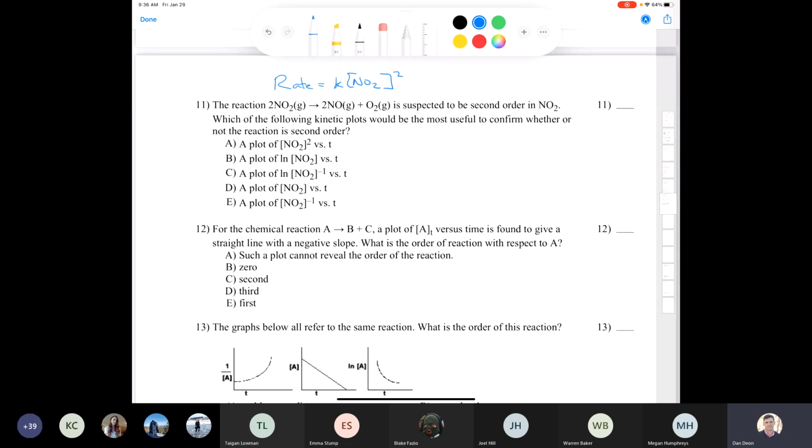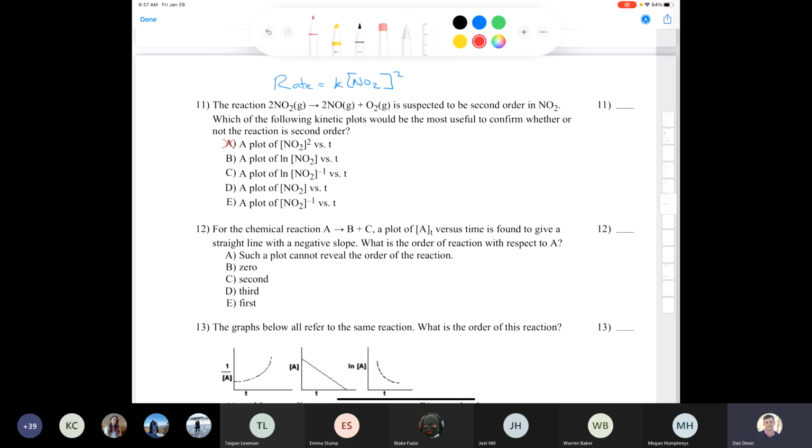Then it says, which of the following kinetic plots would be the most useful to confirm whether or not the reaction is second order? I'm going to throw that out there to my students. Can anybody answer this one? If it's second order, what would be the plot that you would want to look at? It's not A, no. Okay, great.